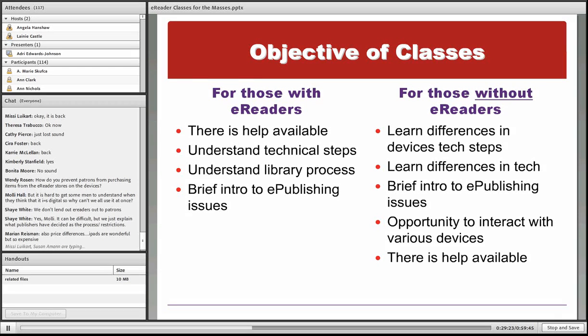So really the objective of the class is twofold, depending on who your audience is made of. And one thing with these classes, they're very flexible, they're very dynamic. Depending on your audience, it depends how you have to pivot and change the class at that moment.